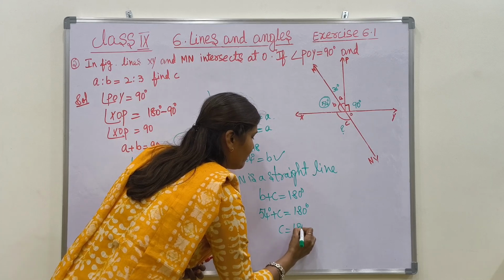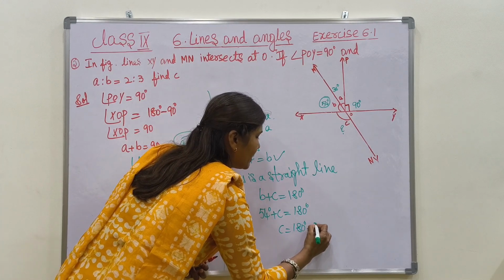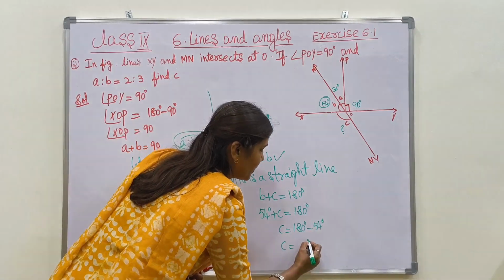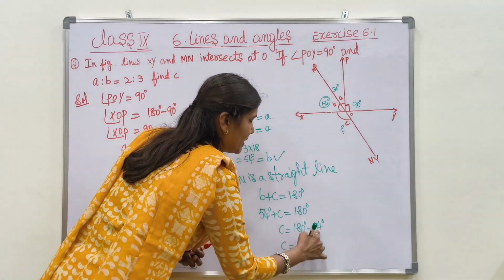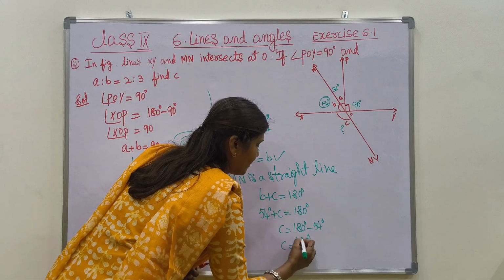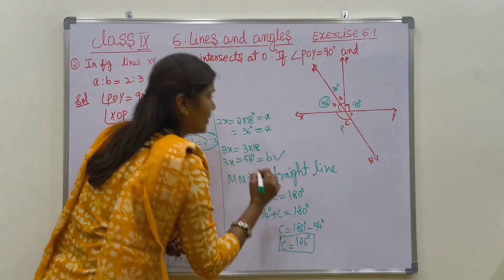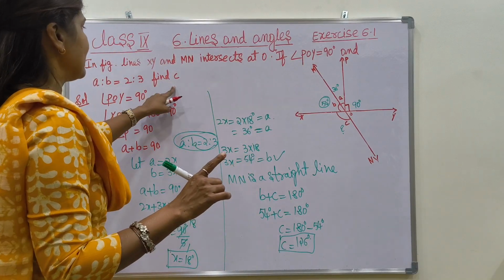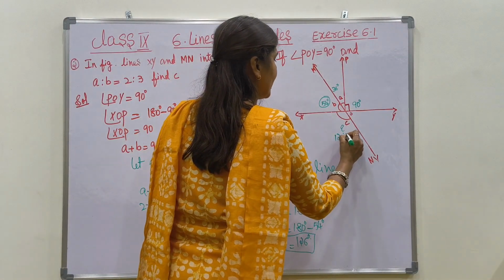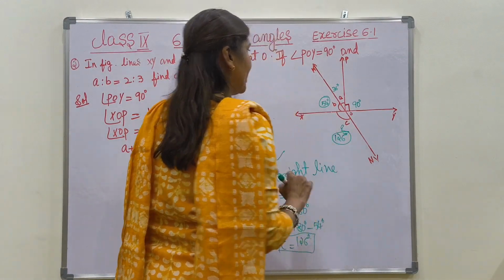C is equal to 180 degrees minus 54 degrees. 180 minus 54: 10 minus 4 is 6. Here 7 remains, 7 minus 5 is 2, so 126 degrees. So, C is equal to 126 degrees. He asked the C value. C value is 126 degrees. Okay. Are you clear? Not understand?